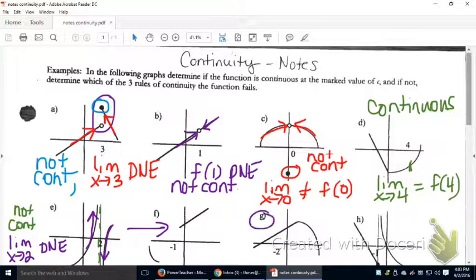I'm going to let you finish G and let you finish H. Basically, you just need to tell me if it's continuous or discontinuous, and then tell me why.